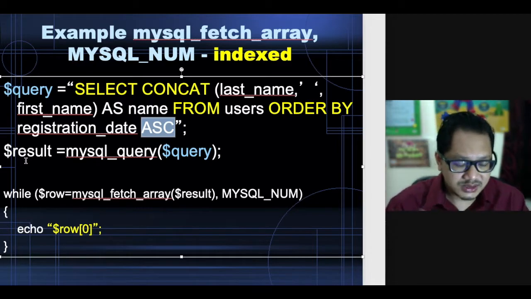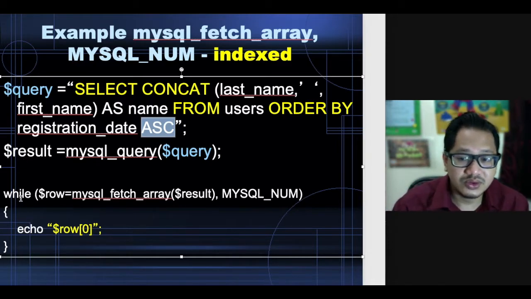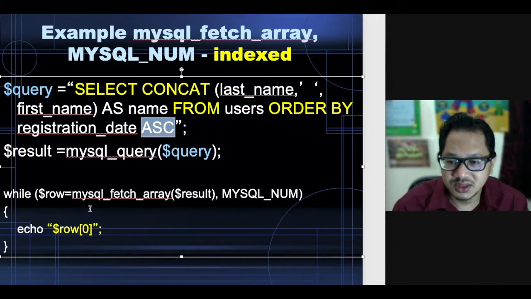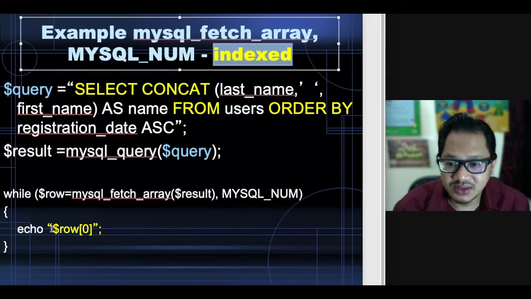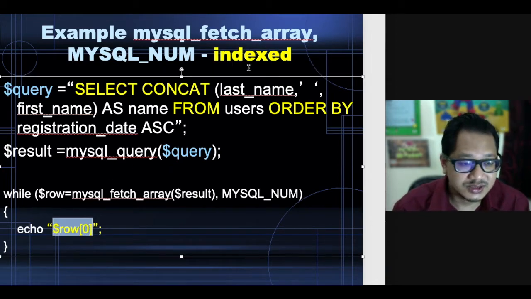So to display the result, we will use a while loop. Put the while loop here, and it will echo to print out from row 0 until the length, until the end of the result. You can use a while loop. This one is for index. For an index array, we can use this one.